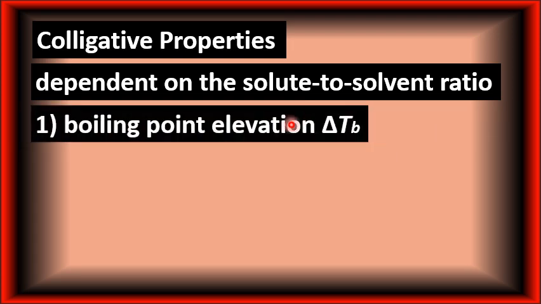The first colligative property we shall talk about is the boiling point elevation, denoted here by delta T sub B. It describes the phenomenon that the boiling point of a liquid will be higher when another compound is added, meaning that a solution has a higher boiling point than a pure solvent. This happens whenever a non-volatile solute, such as a salt, is added to a pure solvent such as water.